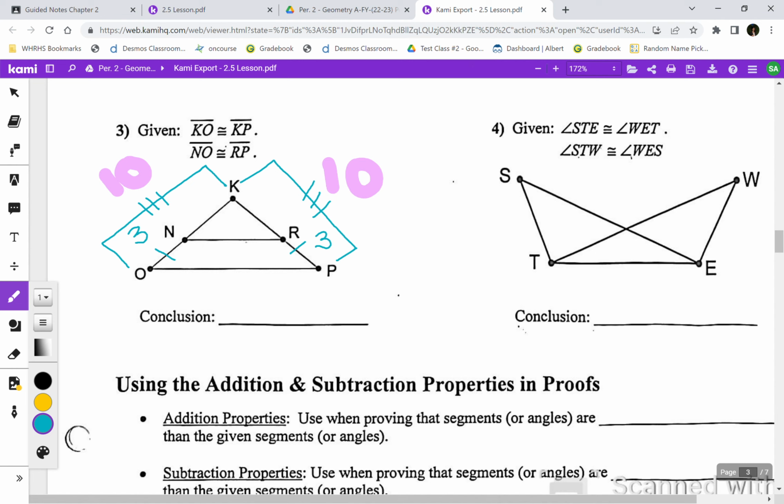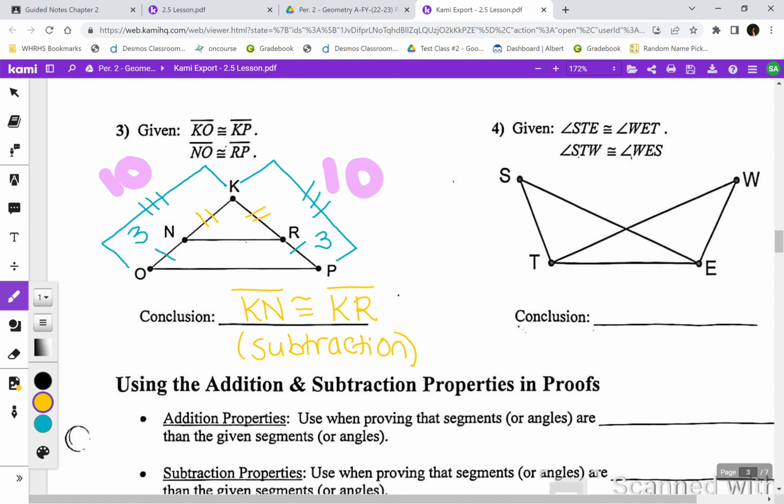Ethan? You got it. Our conclusion would be that KN is congruent to KR. Somebody who's not Ethan, tell me, what do you think the reason for that would be? Just subtraction. Subtraction, you got it. The reason would be subtraction. So if you have congruent segments and you take away congruent segments from that, the results are still congruent.